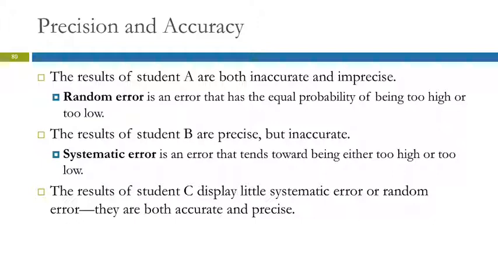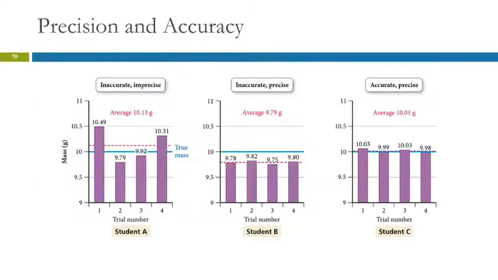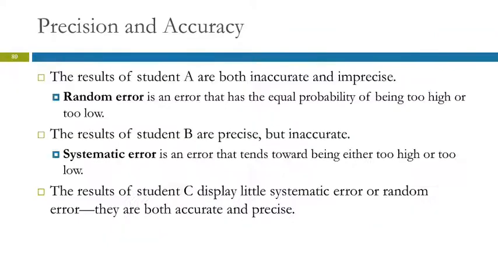Systematic error is one that's consistently high or low. So student B, let's go back and look at student B. Student B here, all of his results were lower than the true result. That's a systematic error. Here, these are above and below. That's random error. They're high and low. This is systematic error. In systematic error, you've got something going on, like maybe your instrument isn't calibrated correctly, or you're using it incorrectly, or you're weighing something and you've got your thumb on the pan, right? You're doing something stupid.